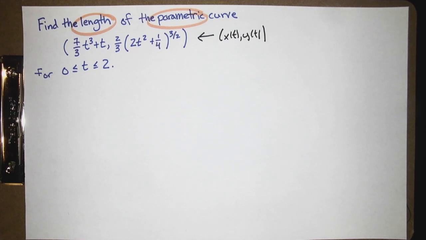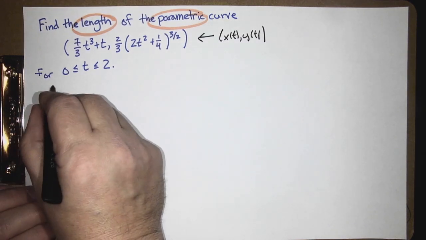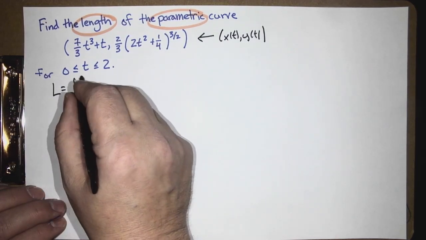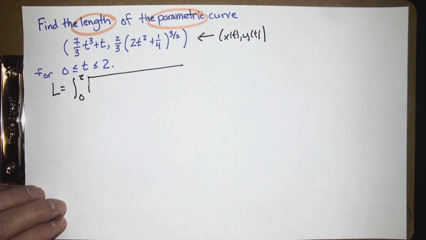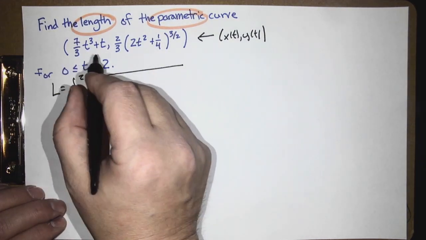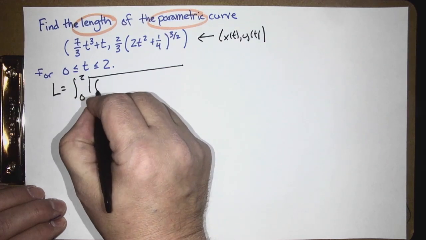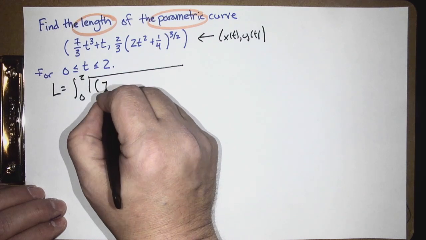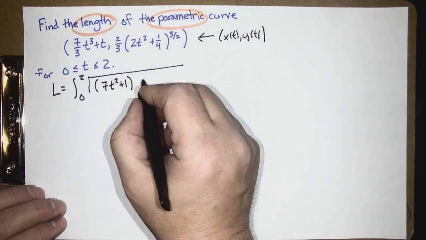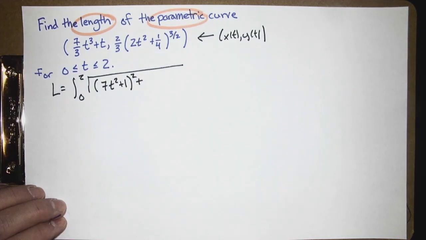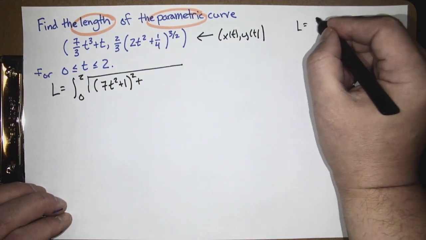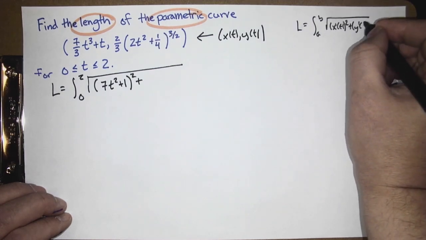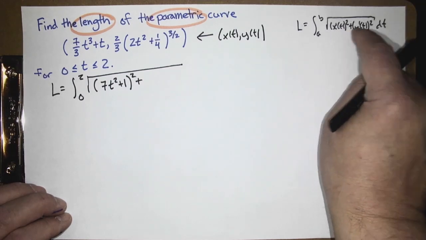All right, good. Well, we just say, great, we know the formula, the length, integral a to b, well, in our case, 0 to 2, and square root of our x prime. So what's the derivative here? Seven t squared plus 1, and then we're squaring that. All right, so we'll write this down for reference: integral a to b, square root of x prime of t squared plus y prime of t squared dt. Don't forget your squares there.